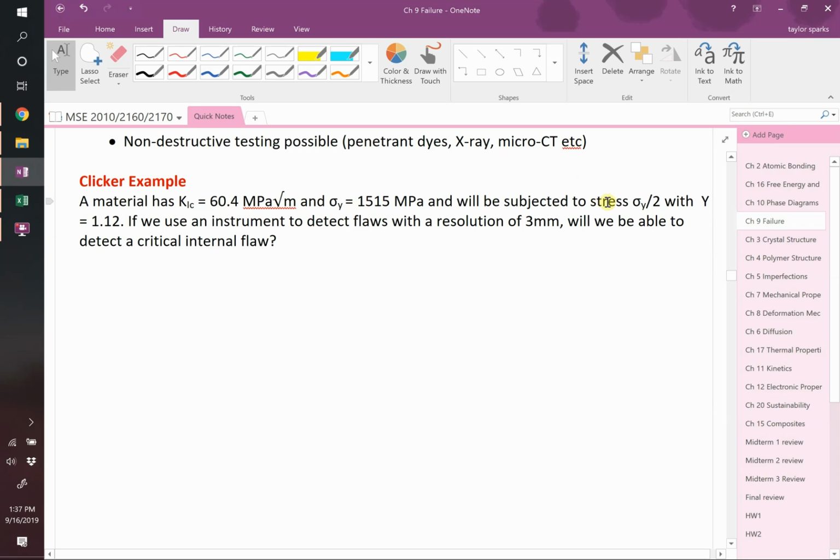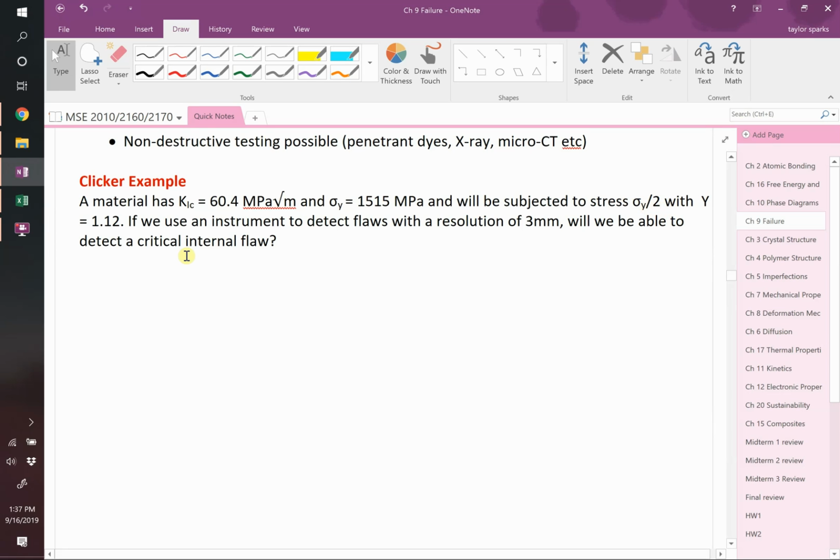And it's going to be subjected to a stress of the yield strength divided by 2, which is a common thing. We'll talk about whether this is a good idea or a bad idea soon. But engineers will look up a spec sheet and say, aluminum's got a yield strength of 300 MPa, so let's just never go above 100 MPa. Let's design it so that component never sees more than 150 or 100 MPa, right? A safety factor of 2 or 3. We'll talk about whether that's a good idea or a bad idea, but that's what they decide. Y is given as 1.12.